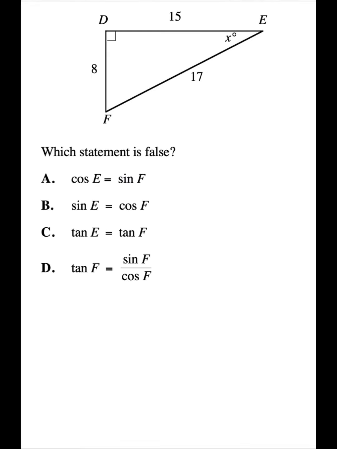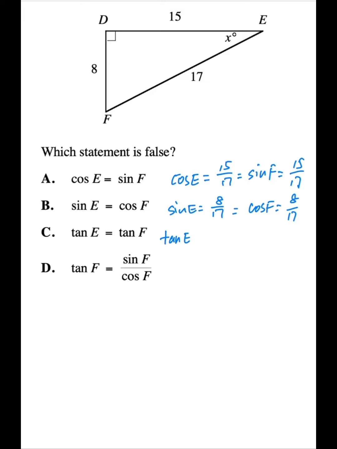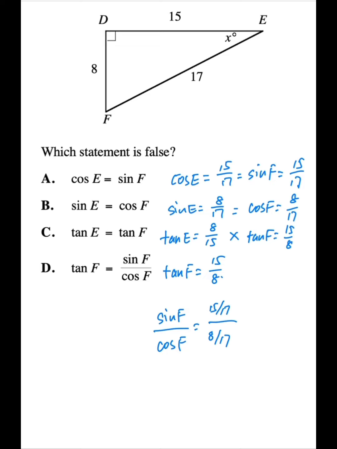We have a right triangle, and we need to find which statement is false. The first one is cosine E, which is 15 divided by 17, and sine F is 15 divided by 17, so they are equal. Sine E equals 8 divided by 17, and cosine F equals 8 divided by 17, so they are equal. The tangent of E equals 8 divided by 15, and the tangent of F equals 15 divided by 8, so they're not equal. And the tangent of F equals 15 divided by 8, and sine F divided by cosine F equals the same, so they are equal. So the answer is C.